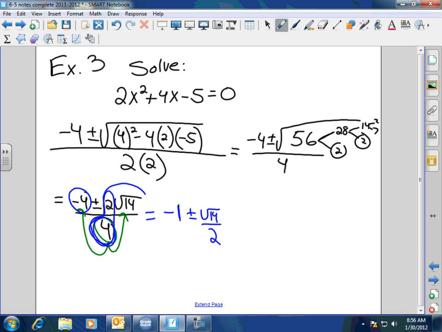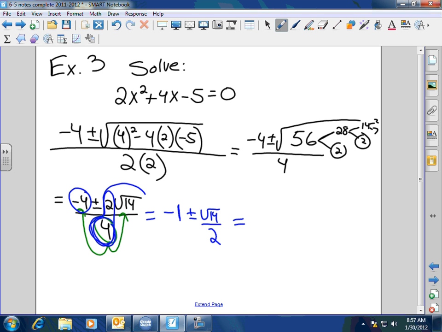Now, the answer here that I have, negative 1 plus or minus square root of 14 over 2, that's the answer for the test. That's what I want. That's what I want. You don't have this, then the extra credit, which I'm going to be nice enough to give you, you're never going to get the extra credit.